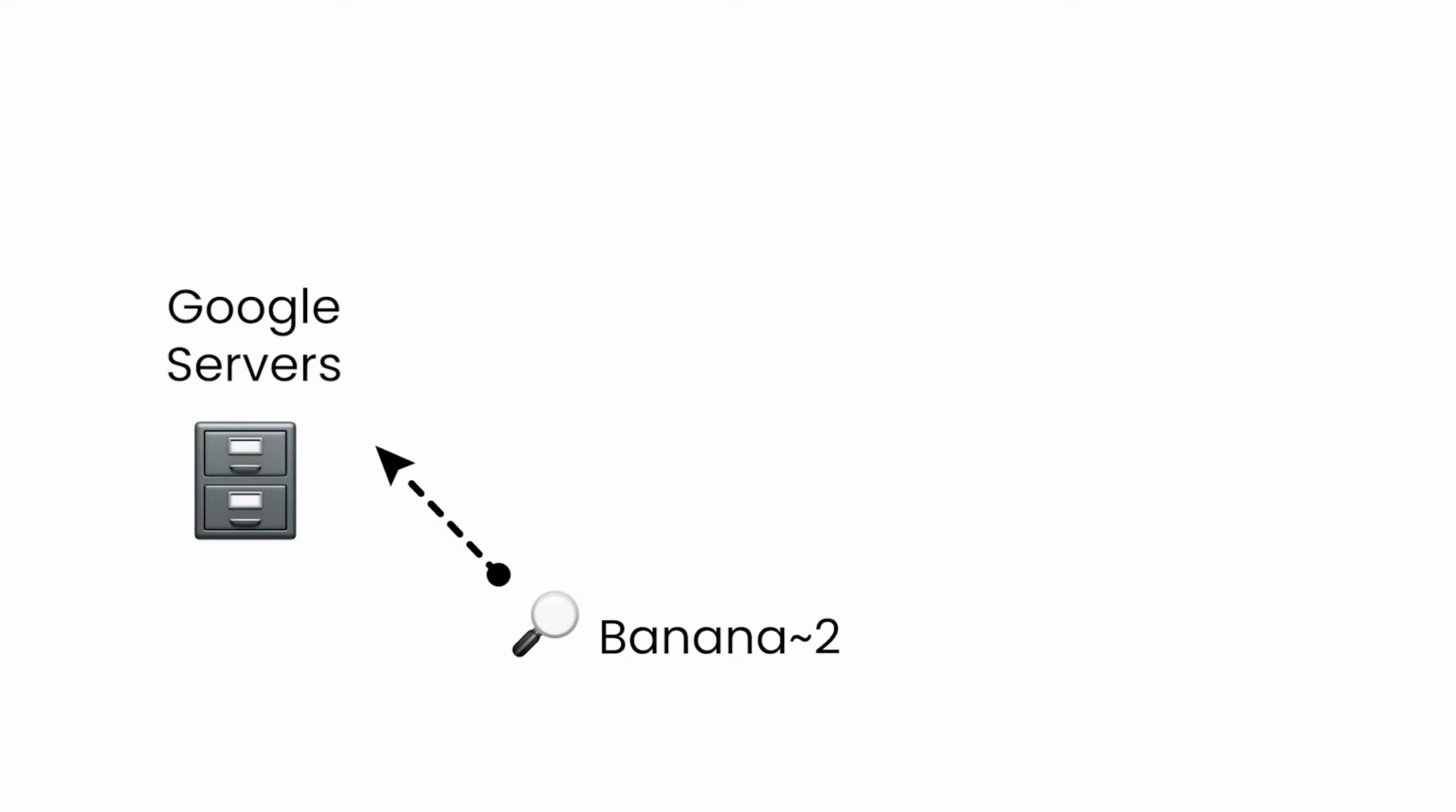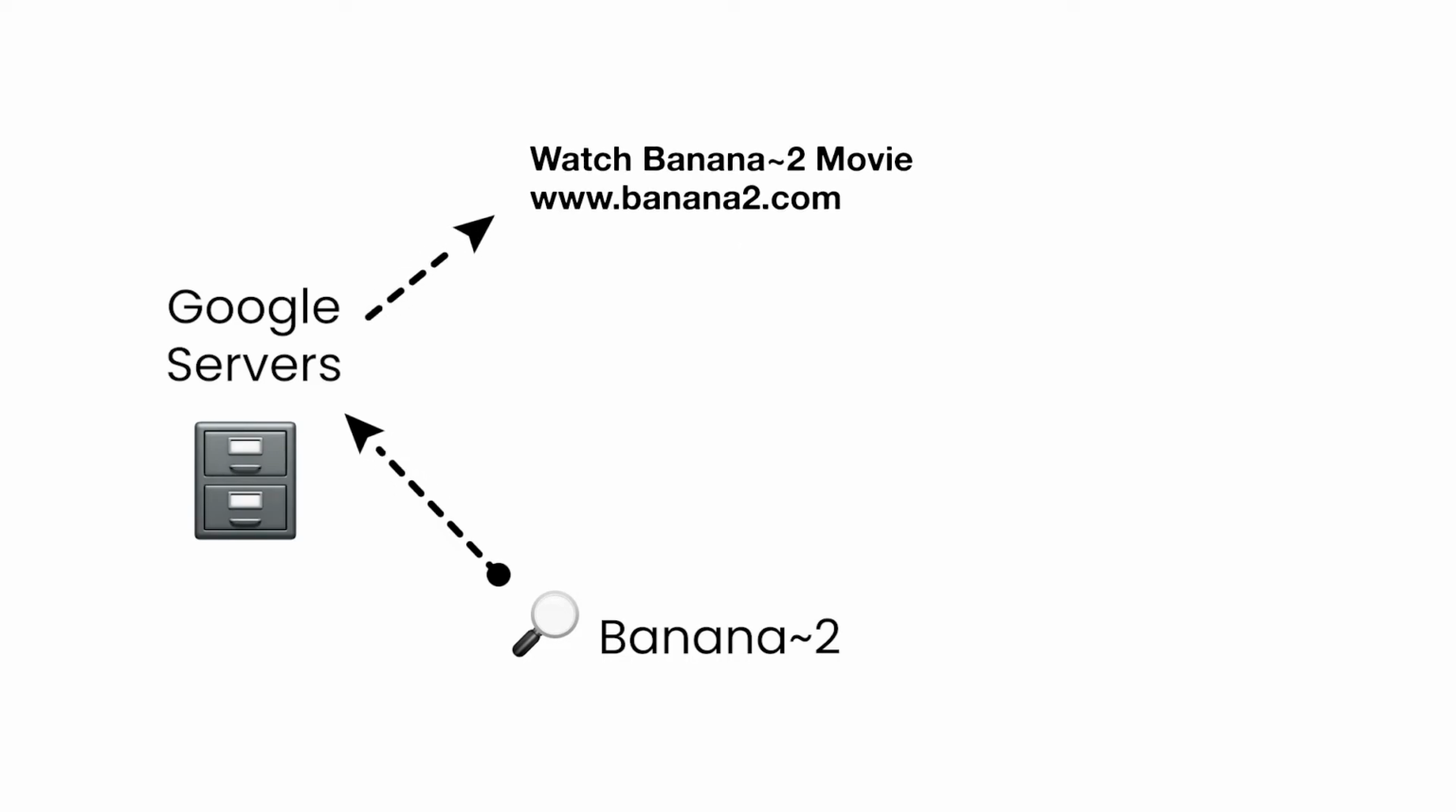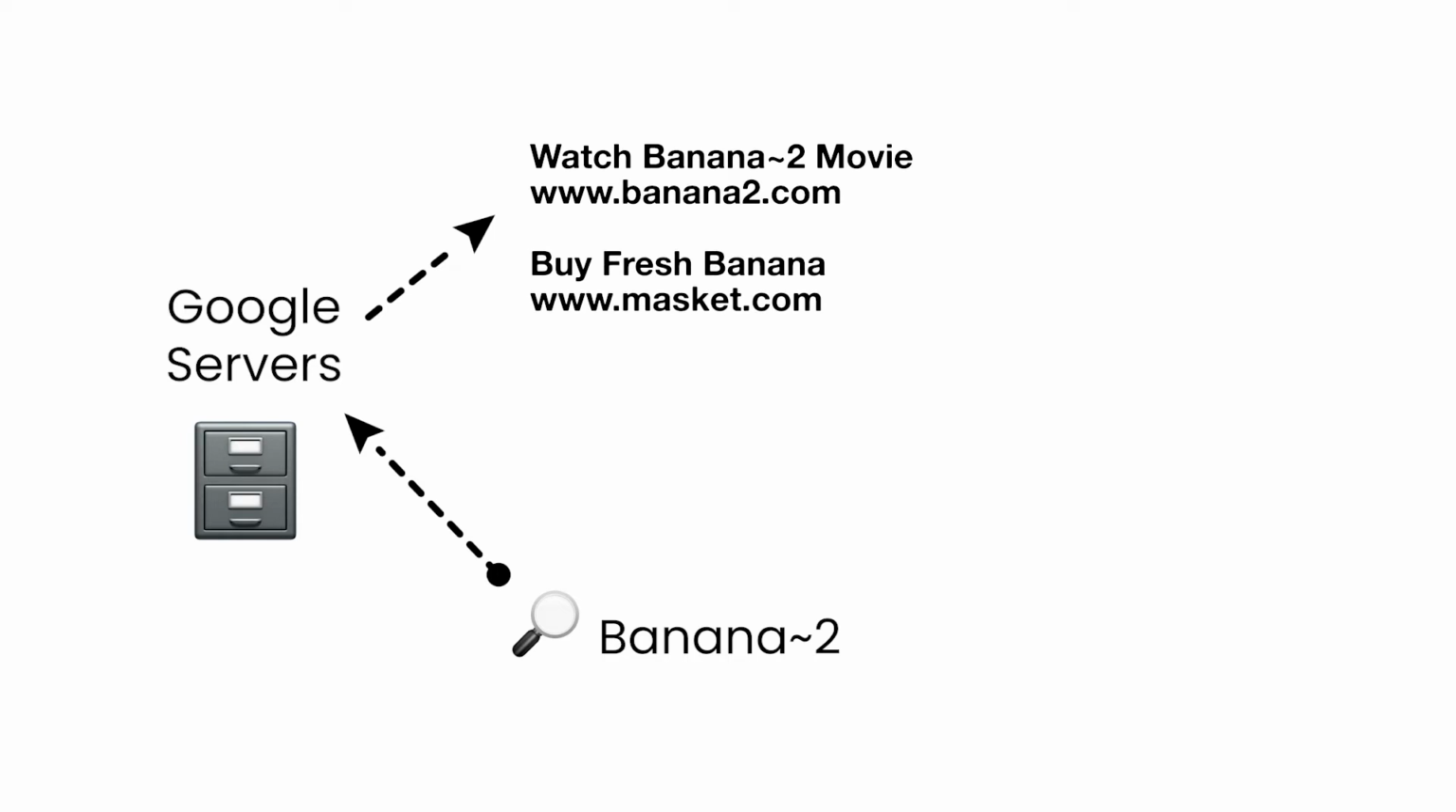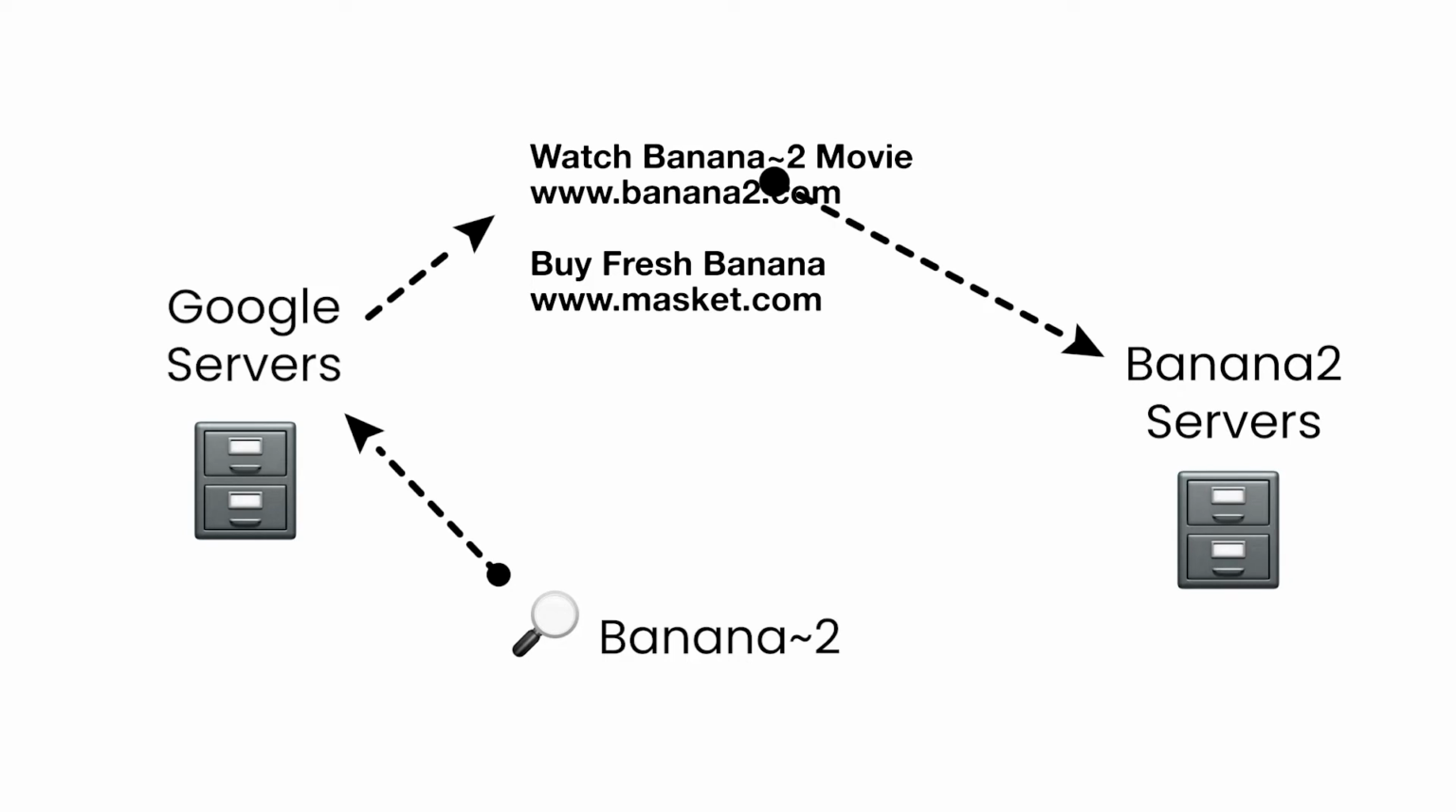Let's take a look. You search for the Banana 2 movie and it sends a request to Google servers to show results for that query. Now the Google server sends you back a list of results for your query. In the results, you choose to visit banana2.com, which in turn sends a request to the Banana 2 server and it sends you back the Banana 2 movie. Enjoy!